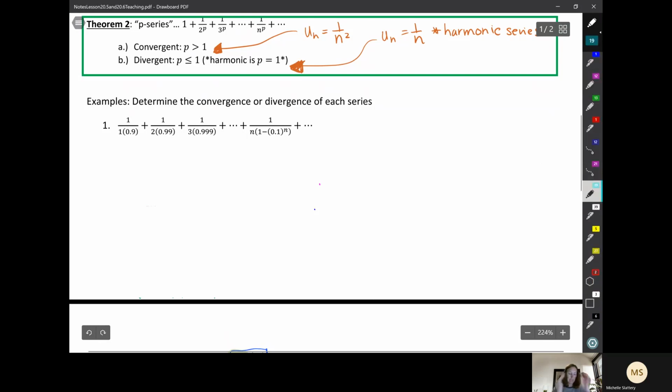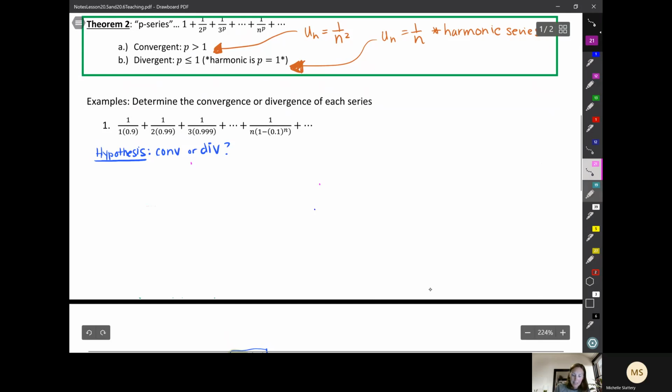So what I want to think about is, what do I think is going to happen? Do I think that this series is going to converge, or do I think it's going to diverge? So the first thing I want to think about is, what's my hypothesis? Is my hypothesis going to be convergence or divergence? And to do that, I want to take a look at each of my terms here. So this term, what does it look similar to?